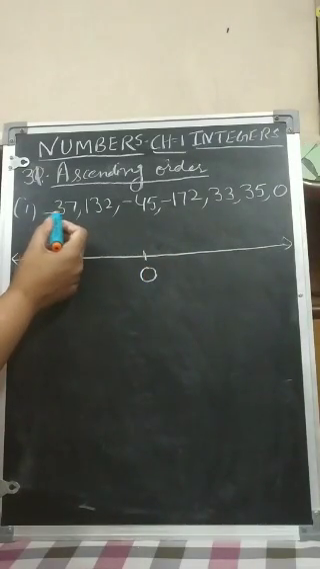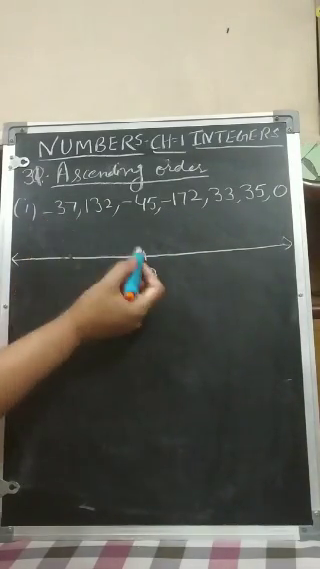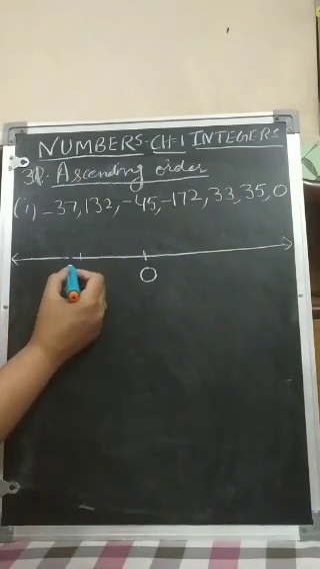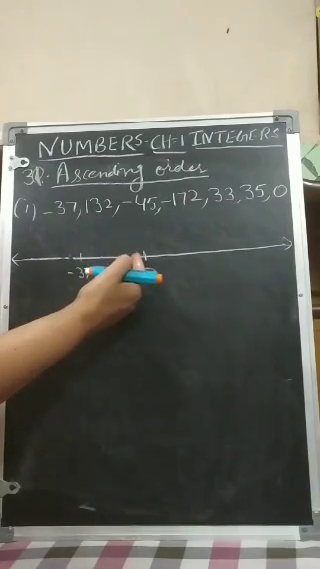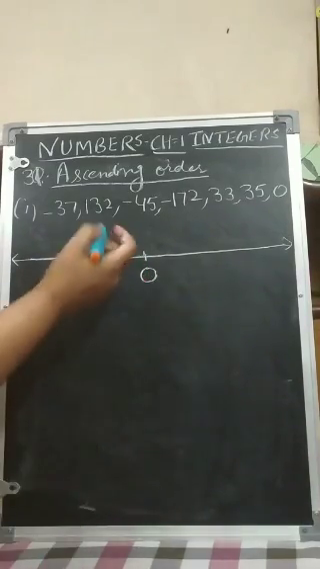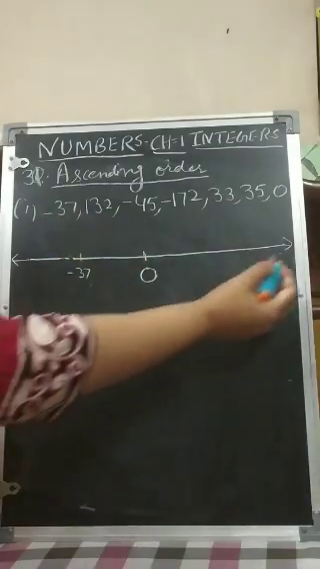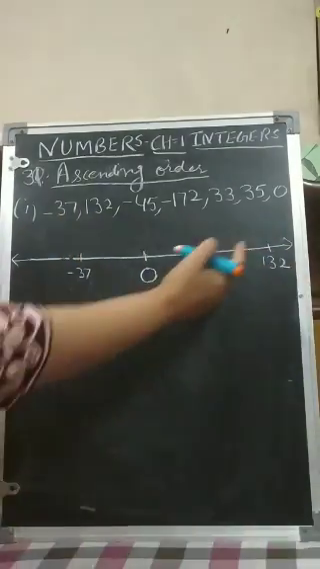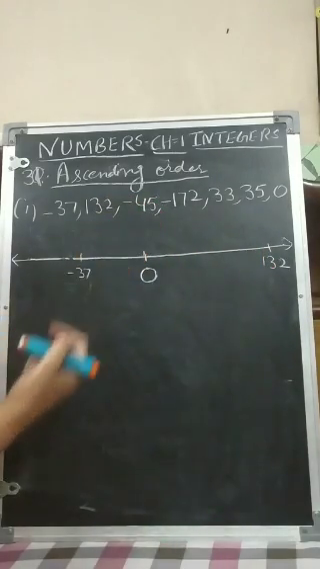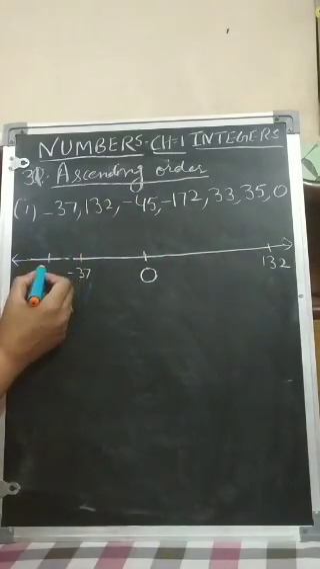So minus 37, it is a minus, so it can lie here. So we will just suppose that minus 37 will come here. We will not write all others 1, 2, 3, 4, no need. Okay. Afterwards, 132, it can come here. We will suppose it will come here. Plus 132, minus 45. Minus 45 can come here.